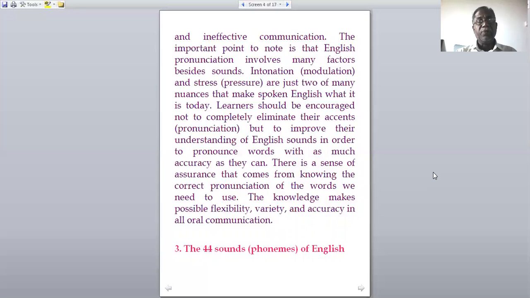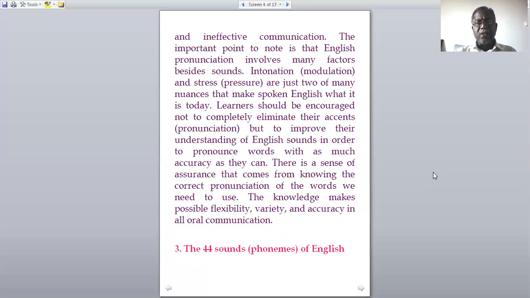And stress, pressure. Come here, sit down. So we need to say it with some pressure when you want to do something or when you want to extract work from others. You need to have some stress. So first one, intonation, that is modulation. Second one, stress, pressure. These are just two of many nuances that make spoken English what it is today. There are so many things involved in this, leaving these two, intonation and stress. There are other things: pitch, throw, voice modulation. So many things are there.